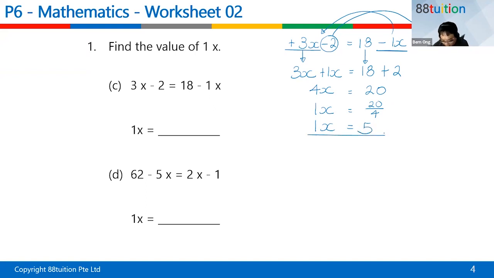That's the answer. All right, so another example already.